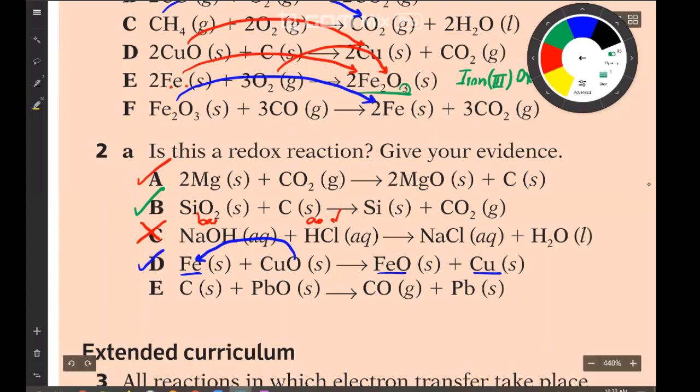For the last one, you have carbon at the reactant side, and on the product side, you have carbon monoxide. It means the oxygen has transferred to the carbon, and you can see the lead has lost the oxygen. So the oxygen is transferred from PbO, lead oxide, to the carbon. On the other side, the carbon has gained the oxygen and the lead has lost the oxygen. So this one is also a redox reaction. All of these are redox reactions except part C, which is a neutralization reaction.